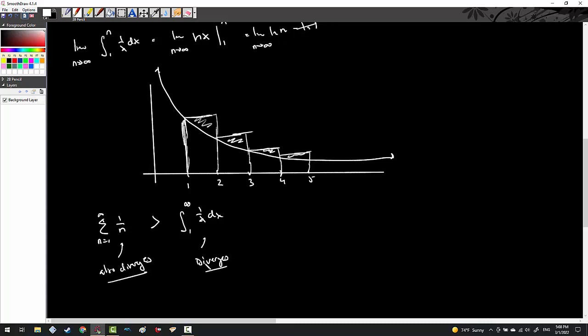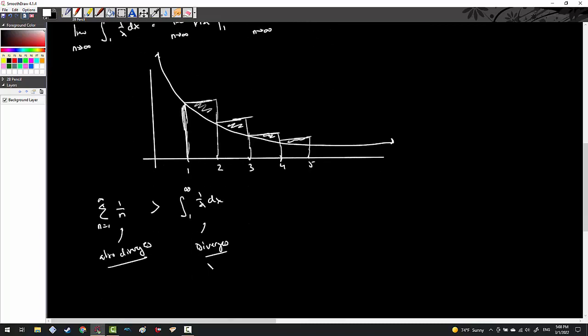And that is to say that the way a function's integral and the way its summation behave will always be the same. So if you can prove that an integral would converge, that means that its corresponding series would also converge. Likewise, if the integral diverged, you would then say that the corresponding series would diverge. So let's get that down.